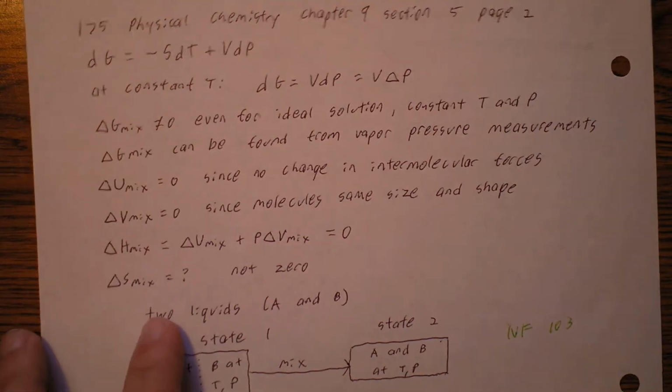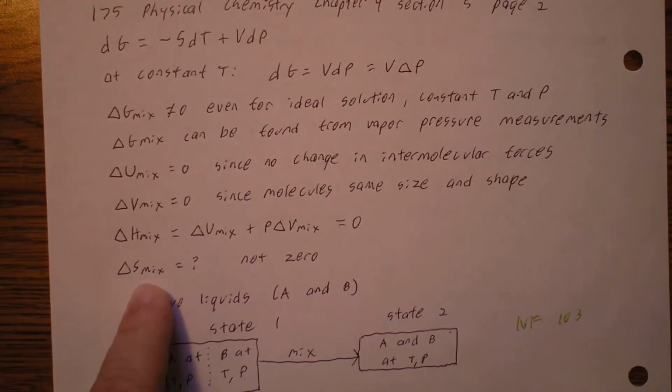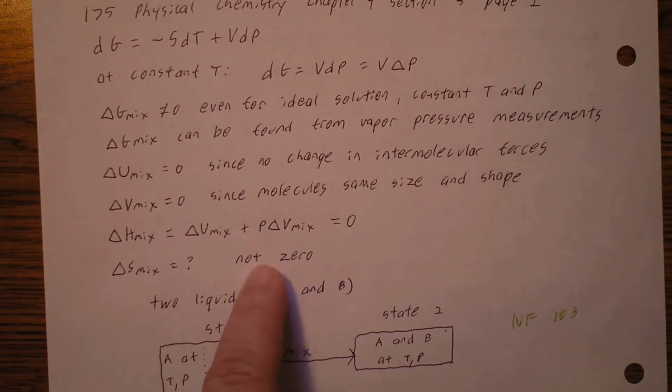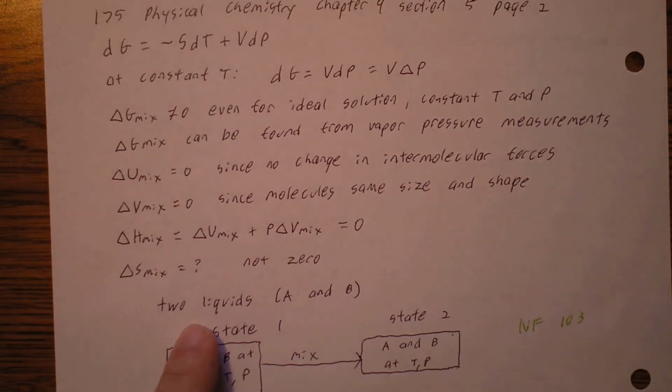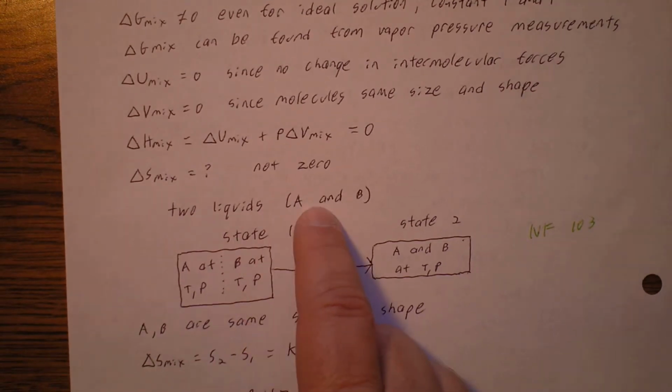But what about the change in enthalpy from mixing? Or not enthalpy, entropy of mixing. Well, we're going to have to figure out what it is, but we know it's not 0. The reason, of course, is that mixing is going to be spontaneous. Okay, so let's say we have two liquids here, A and B.